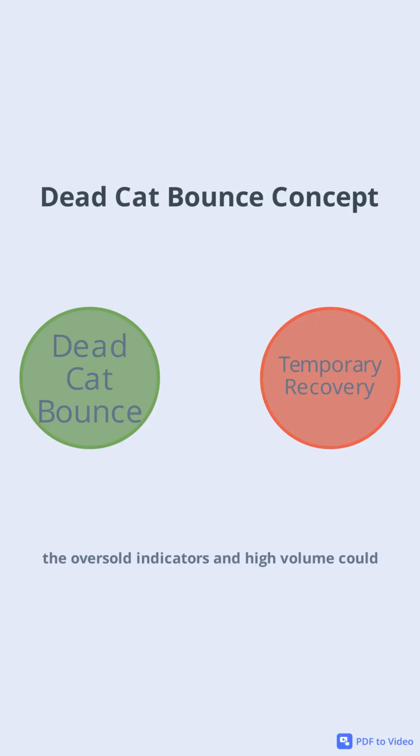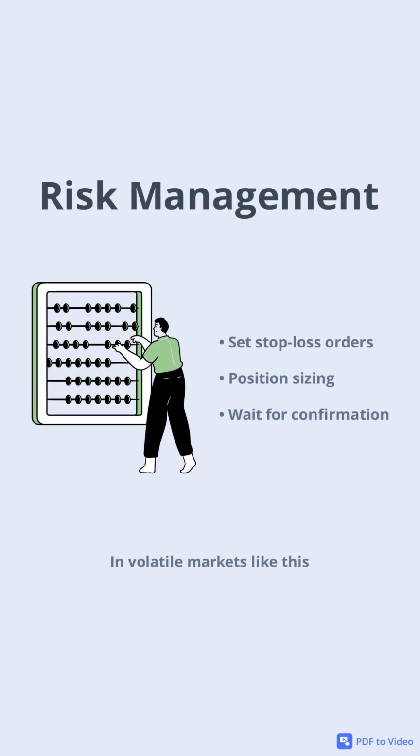For DVLT, the oversold indicators and high volume could set the stage for such a bounce, but traders should be cautious and look for confirmation before jumping in. In volatile markets like this, risk management is crucial. Trying to catch a falling knife can be dangerous as prices can continue to fall further than expected. It's important to set stop-loss orders, size positions appropriately, and avoid overexposure.